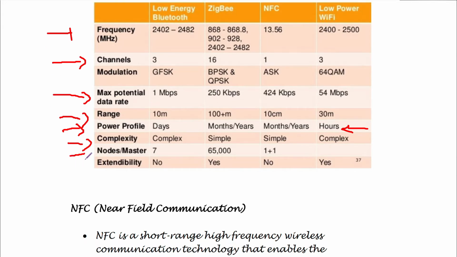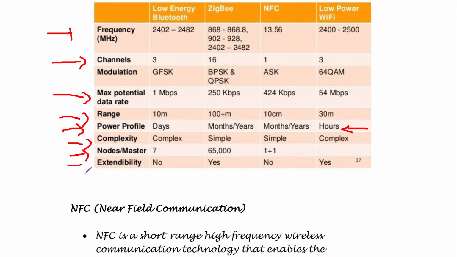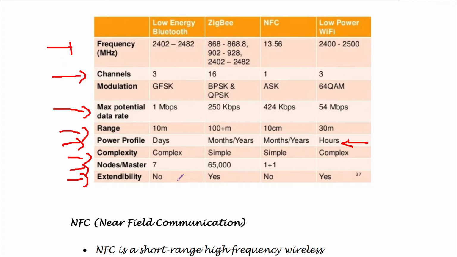If we talk about the nodes and master, then in low energy Bluetooth we can have a maximum of up to 7. In Zigbee we can have around 65,000. In NFC we can have 1 plus 1, and in low power Wi-Fi we don't have any nodes or master. Then as far as extendability is concerned, Bluetooth cannot be extended further, Zigbee can be expanded further, NFC cannot be extended further, while low power Wi-Fi can be extended further.